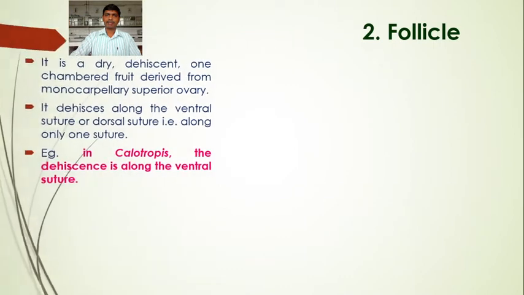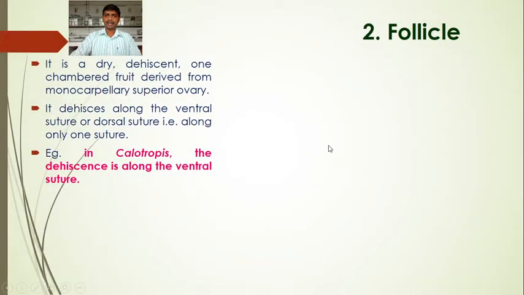The next type is the follicle. It is a dry, dehiscent, one-chambered fruit derived from a monocarpellary superior ovary. This ovary is a monocarpellary, one-chambered, unilocular, superior ovary. The fruit is dry. It dehisces along the ventral suture or the dorsal suture, that is, along only one suture.